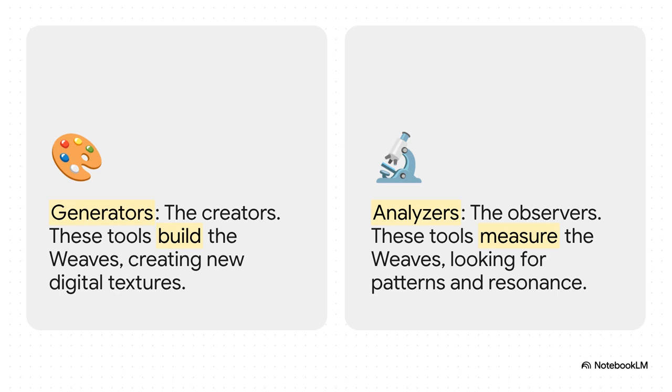The generators are the creators. They take foundational number sequences, like the digits of pi or the Fibonacci sequence, and they weave them together into totally new digital textures. Then the analyzers are the observers. They're the scientific instruments, like digital telescopes, that are used to study the properties of these universes you've just created.